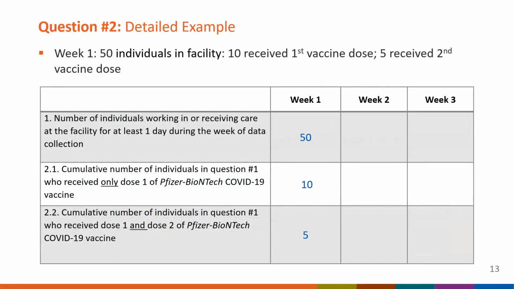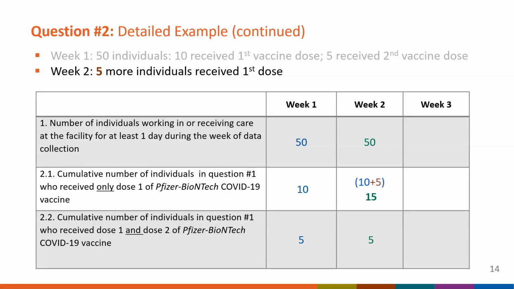This slide shows you how COVID-19 vaccination may be reported for individuals who were eligible to have worked at the facility for at least 1 day during the week of data collection. In this example, the facility had 50 individuals who were eligible to have worked. 10 of those individuals received their first dose of the Pfizer COVID-19 vaccine, while 5 individuals received dose 1 and dose 2 of the Pfizer COVID-19 vaccine.